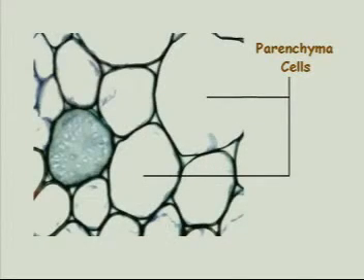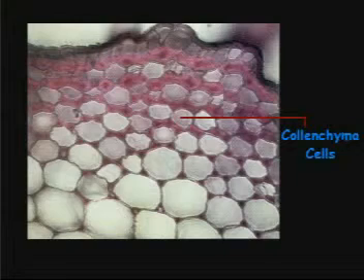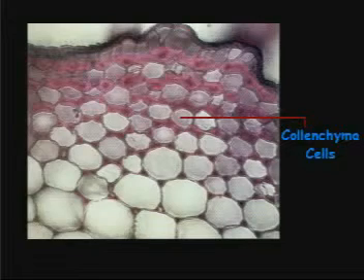Now, the simple tissues in plants include the parenchyma, which is a group of thin-walled cells that make up the soft parts of the plant. The collenchyma is another kind of simple tissue which is found below the epidermis for a few layers. Sometimes the corners of collenchyma are thickened.